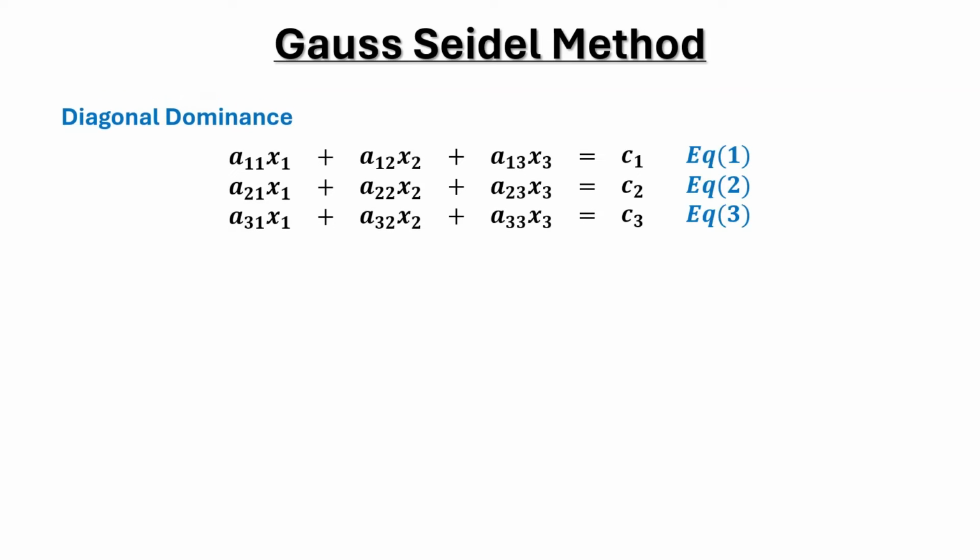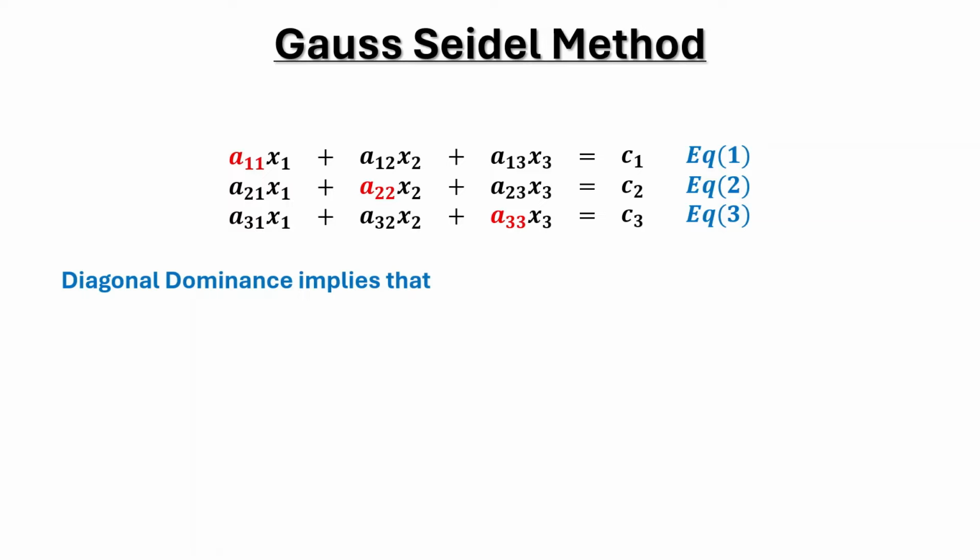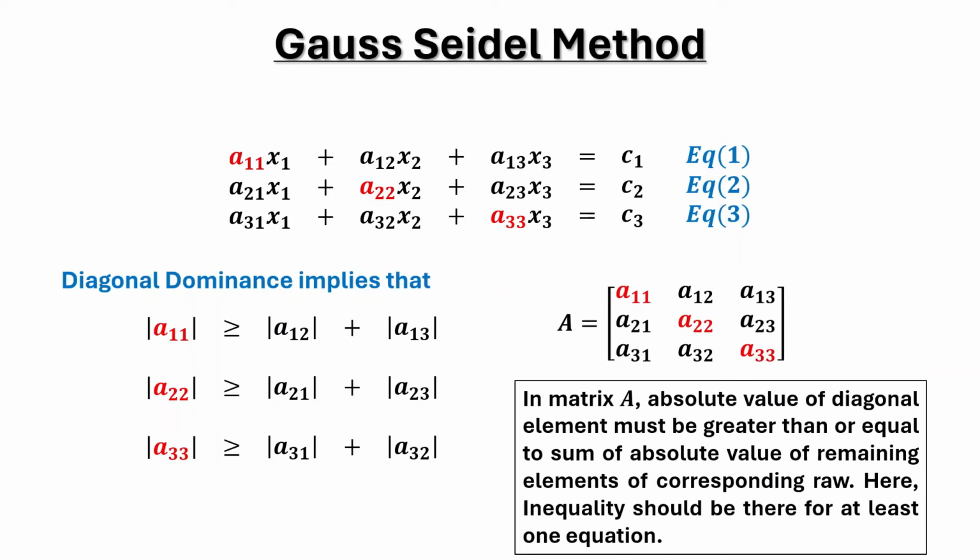Diagonal dominance. Diagonal dominance implies that in matrix A, absolute value of diagonal element must be greater than or equal to sum of absolute value of remaining elements of corresponding row. Here inequality should be there for at least one equation.